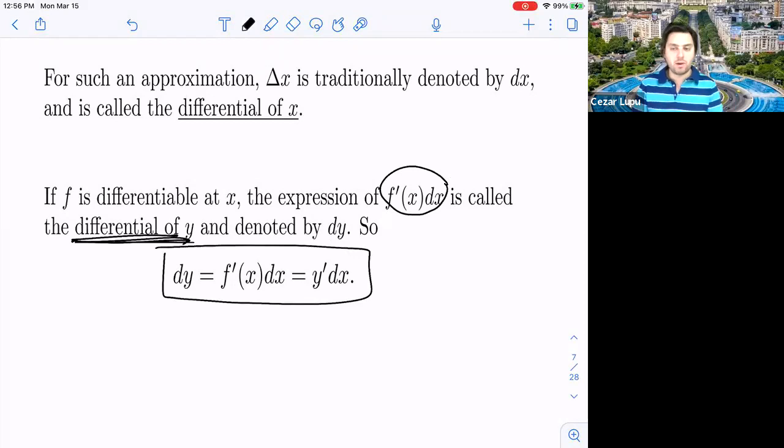Anyway, let me say one other thing. We will use this thing with the differential when we integrate. So in other words, when we find not the derivative of functions, but the antiderivatives of functions. So keep that in mind. Okay.